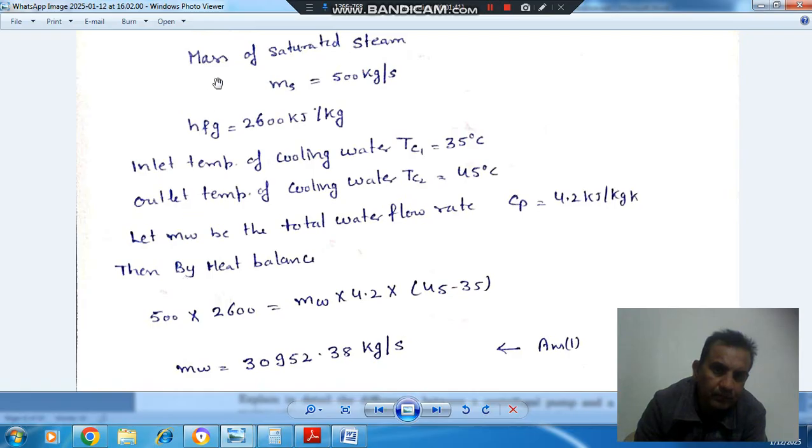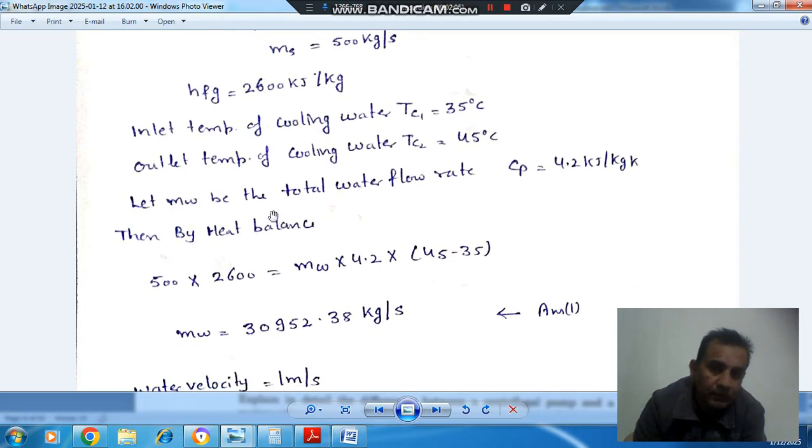So here mass of saturated steam ms is 500 kilogram per second, and hfg is given 2600 kilojoule per kilogram. And inlet temperature of water entering the heat exchanger is 35 degrees Celsius and outlet temperature is 45 degrees Celsius. Let mw be the total water flow rate, and Cp is given as 4.2 kilojoule per kilogram per degree Kelvin.